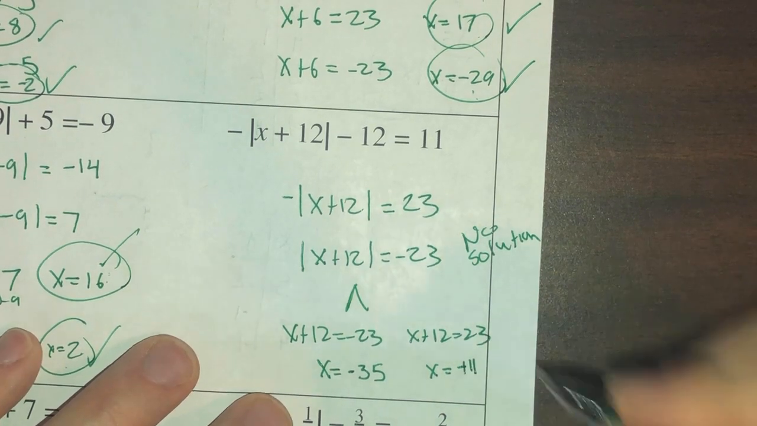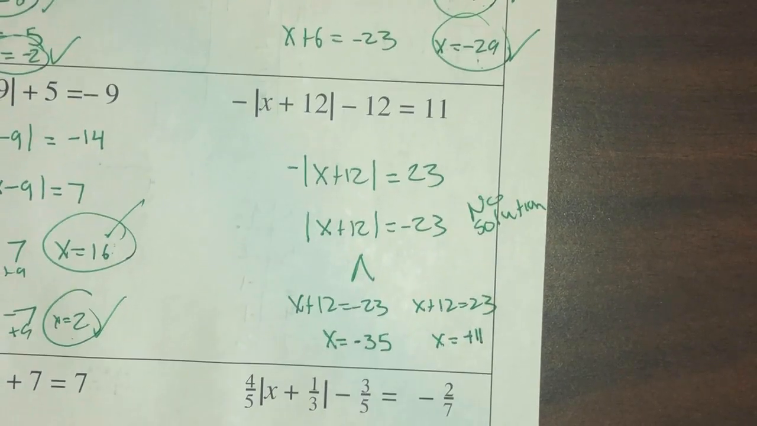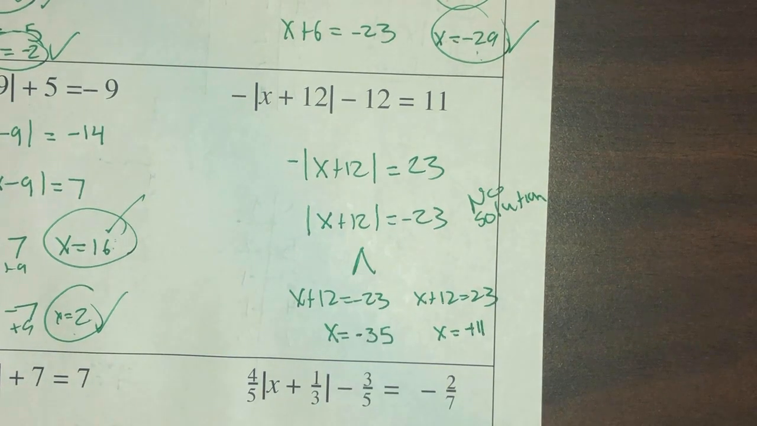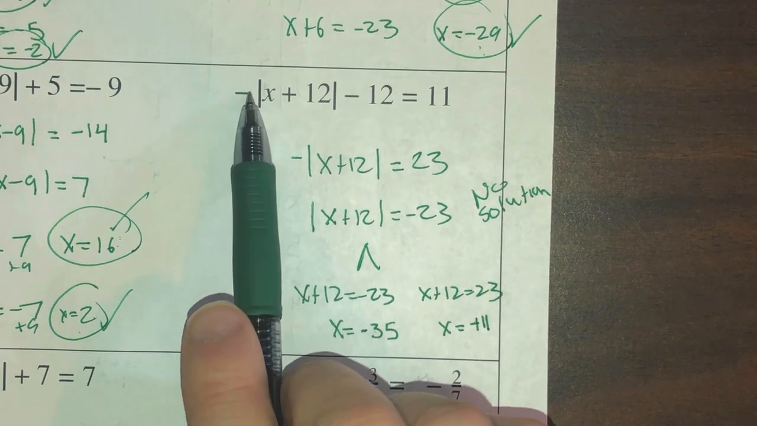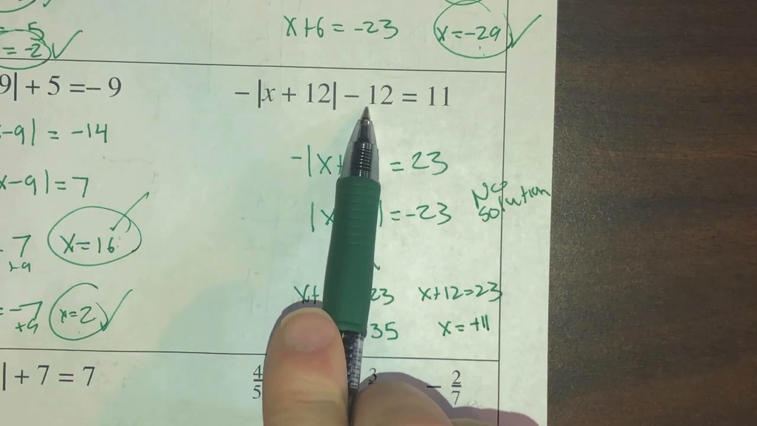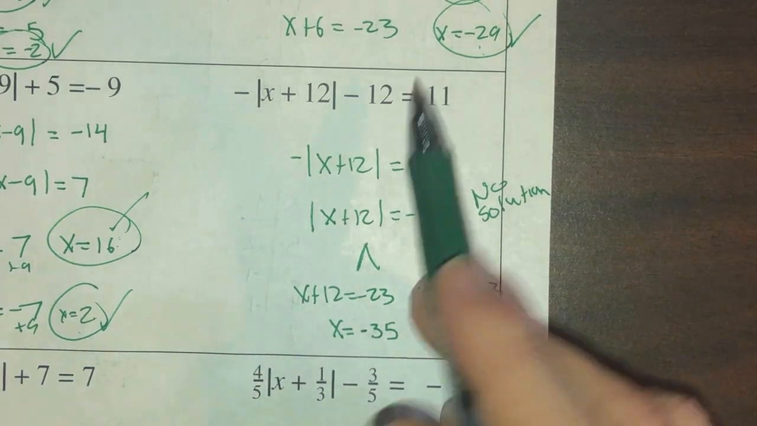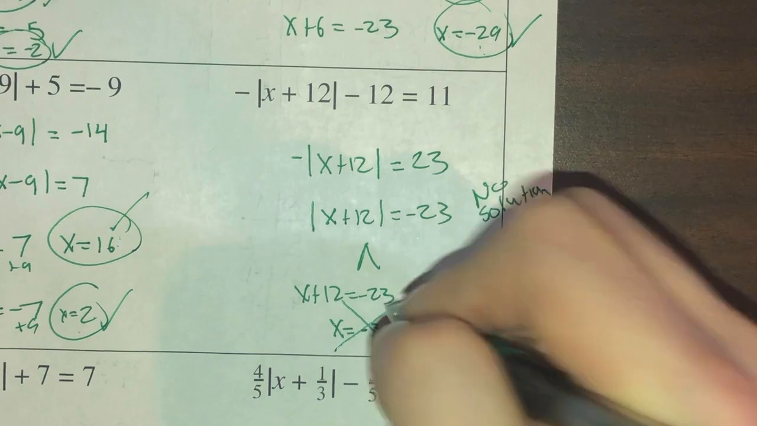Rather, positive 11. Let's see if my answers are right. Okay, so I plug in negative 35. I get negative 23 when I add 12. Absolute value of negative 23 is 23. This makes it a negative 23. I subtract 12. I'm at negative 35. That's not equal to 11.